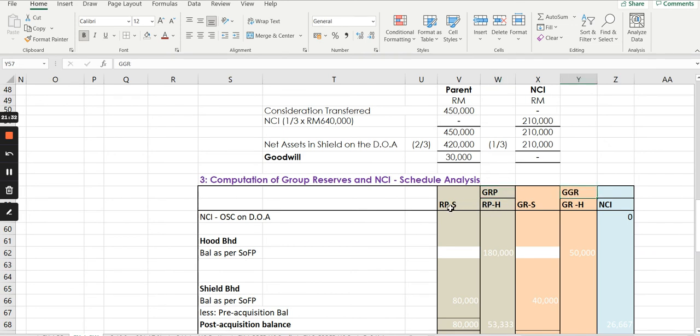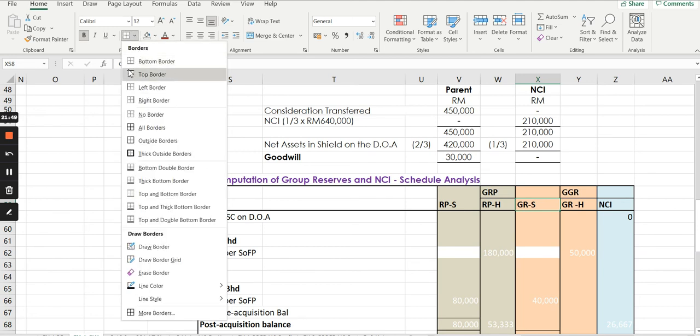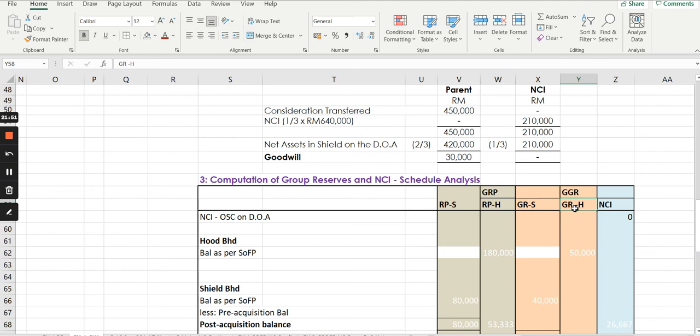Group retained profit is actually the retained profit of the parent holding plus the share of the retained profit of the subsidiary. Same goes for the group general reserve, which is the general reserve of the parent added with the share of general reserve of the subsidiary that belongs to the parent. So how much is the share? For the parent, the share is 2/3, and for the NCI, there is also a share, which is 1/3.